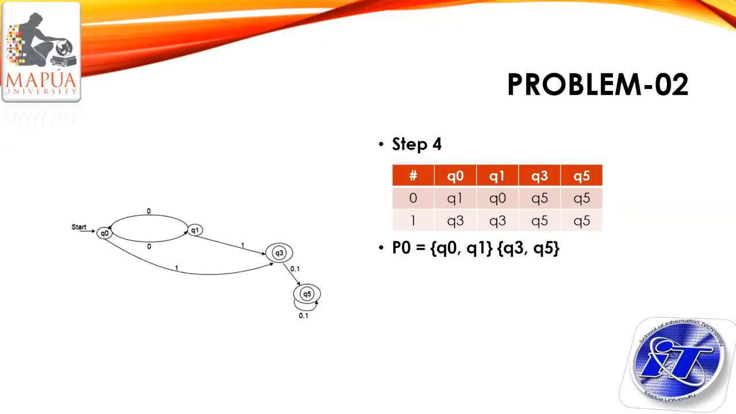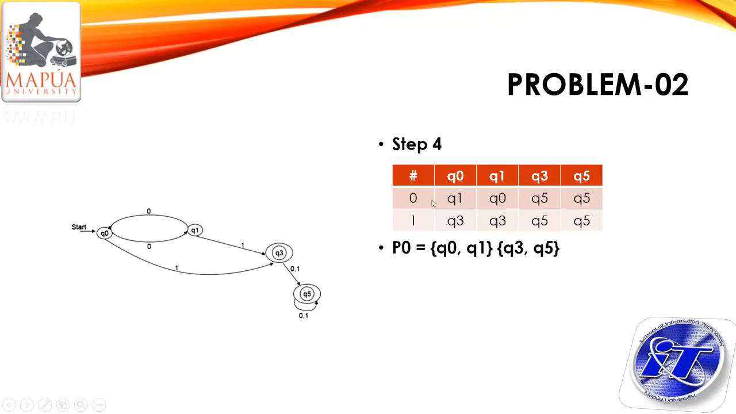Then in step 4, we're going to check the behavior of the output when it encounters the different inputs. Will it go within the same group or not? Okay, so let's start with Q0. If it's 0, it will go to Q1, same group as Q1. If it's 1, it will go to another group, which is the output group.